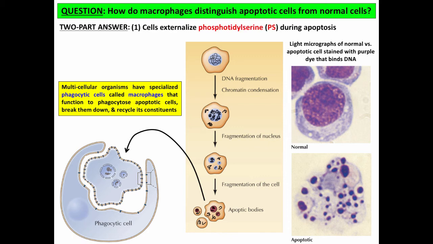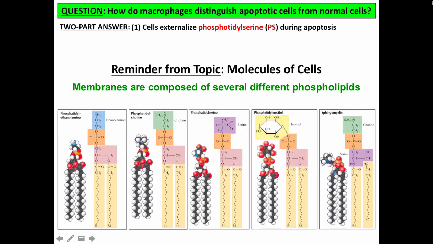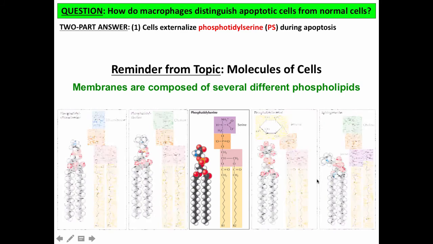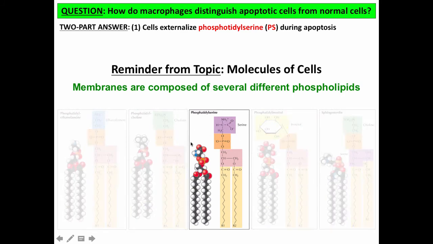The first part of the answer is that another key feature or hallmark of apoptosis beyond what is listed here is that cells will externalize something called phosphatidylserine during the process of apoptosis. And so what we need to do is explain what phosphatidylserine is. Well, to do this, I can bring us back to an early lecture where we were talking about molecules of cells, specifically talking about lipids and phospholipids. And so remember we said that there are several different phospholipids that you find within cell membranes, and one of them is phosphatidylserine. And so that's what's shown here.